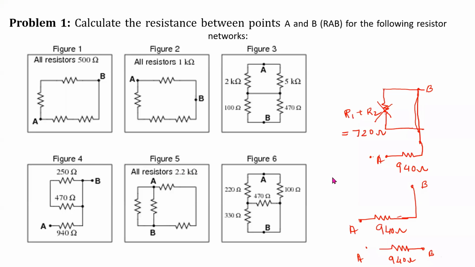I hope Annapurna, you have understood why 220 and 330 are not in series. Anybody? Do you find any series or parallel combinations of any resistors? Point A and point B should be considered here.